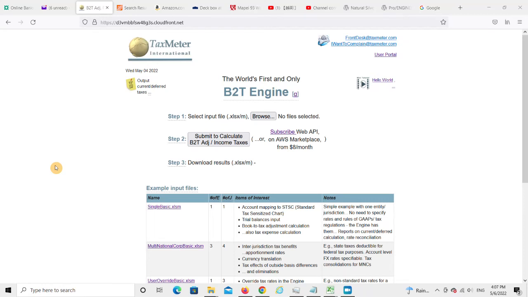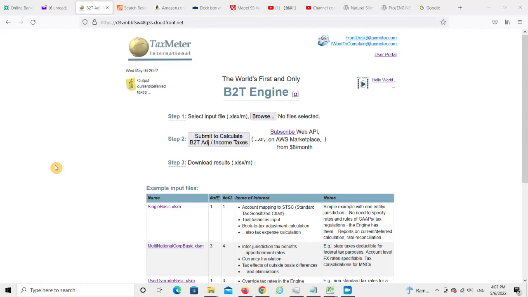Hello, we're going to show how to override the tax rates used by the B2T engine when calculating taxes. Under normal situations, the B2T engine would choose from its globally collected tax rates for tax calculation, and a user does not have to supply any tax rates.